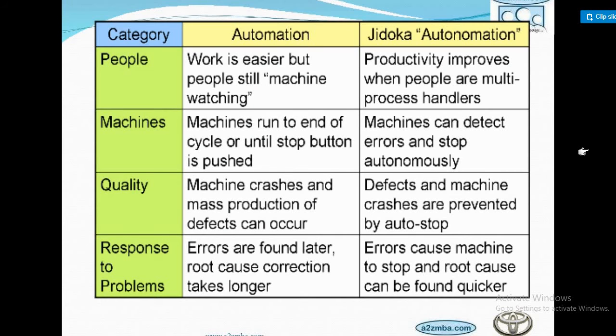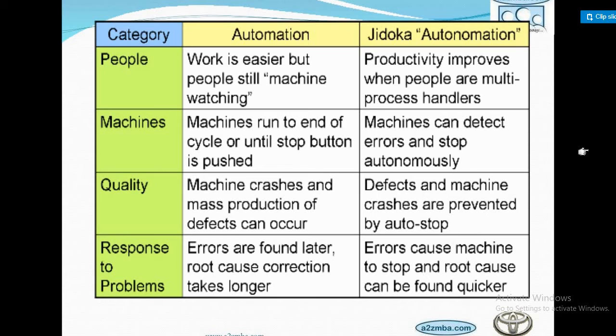As you can see in this slide, we have categorized the resources that we have in the case of automation, and Jidoka means automation. The first category is people. In automation, work is easier, but people will be machine watching.